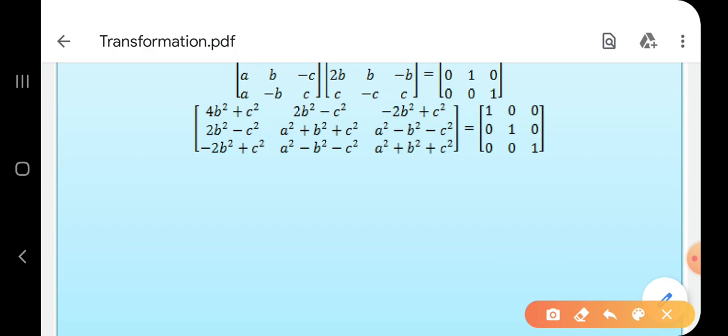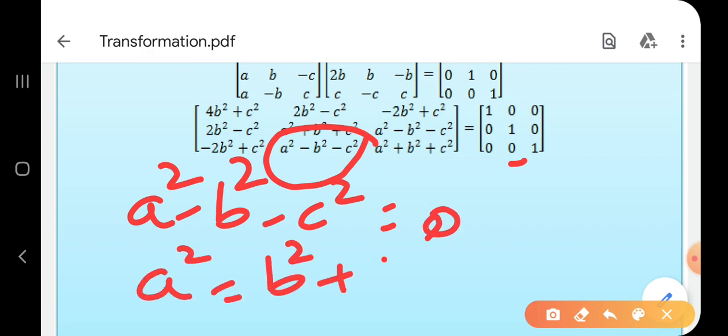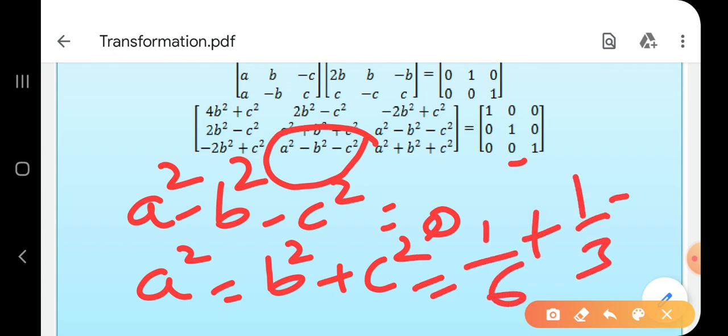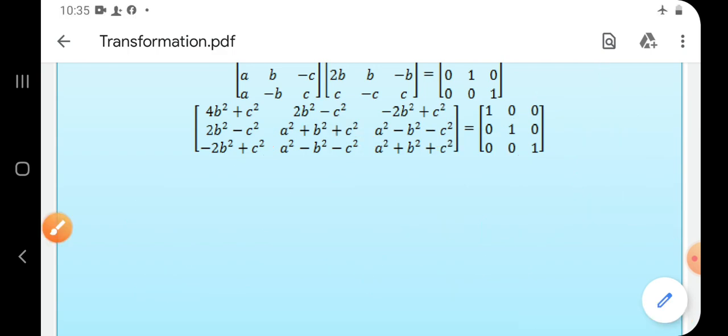To find a, use any equation, I take this one. A square minus b square minus c square is equal to what is here? 0. So, I get a square is equal to b square plus c square, that is 1 by 6 plus 1 by 3 is equal to 1 by 2. If you solve this too, then I get a is equal to, yes, plus minus 1 upon root 2. Understood? So, I get values of a, b, c also.